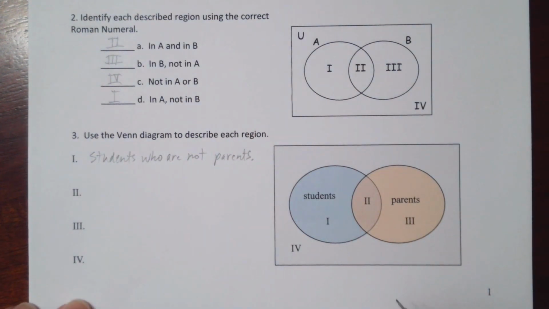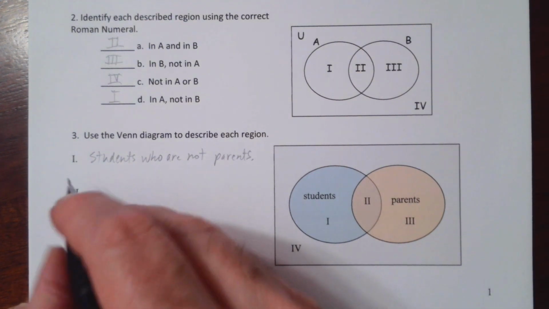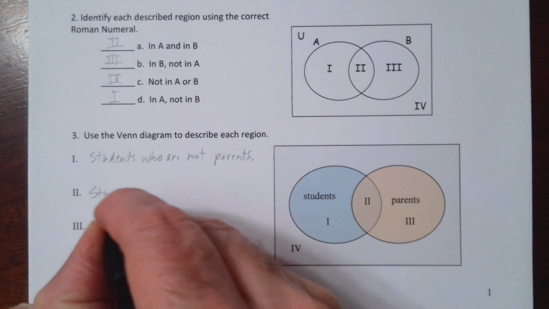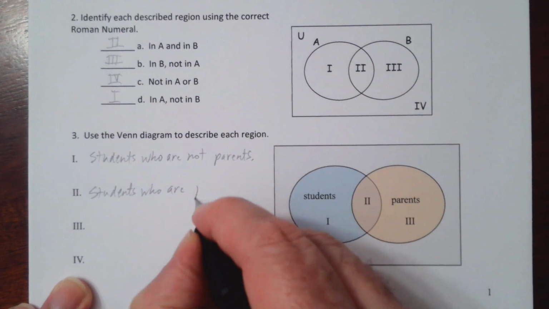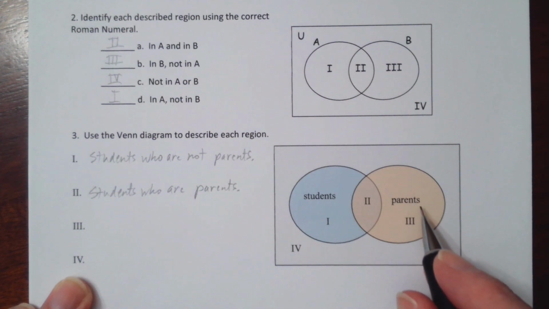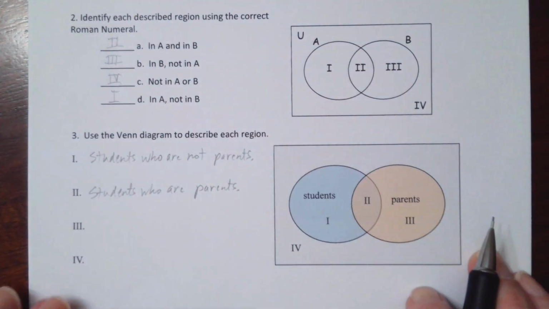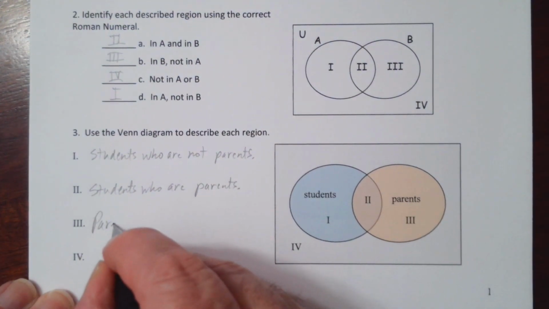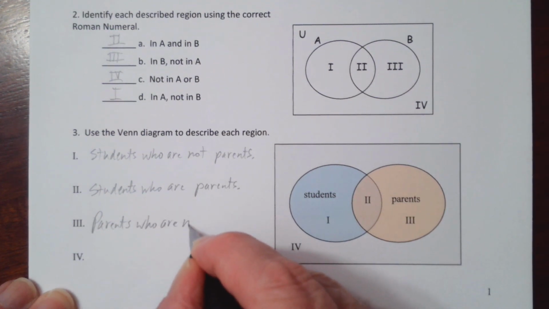All right, if you want, you can try the other three. I'm going to go ahead and continue here. So in region 2, you have the students who are also parents. So students who are parents. In region 3, you have parents that are not students. They're not in this circle, so they're not students. So parents who are not students.